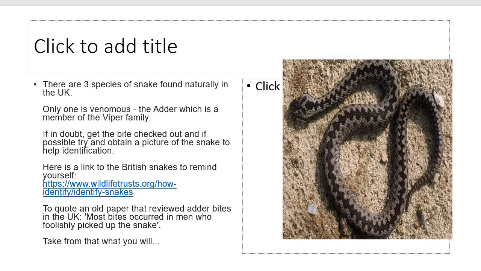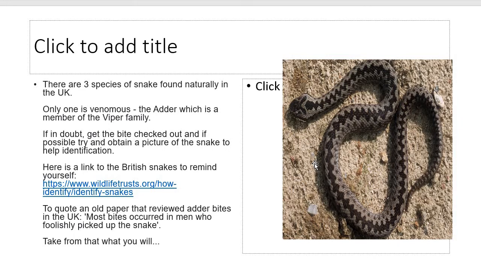Ideally, the aim is to try and get some form of identification, so that when you seek medical services, they're able to get some clarification of what the animal was. So try and get a picture if you can. And if you have been bitten, certainly by a snake, it's definitely worth getting it investigated in case there's a delayed response, if you don't feel unwell straight away. There's a very nice link here on the Wildlife Trust website, which talks a little bit about the snakes in the UK and how to identify them.